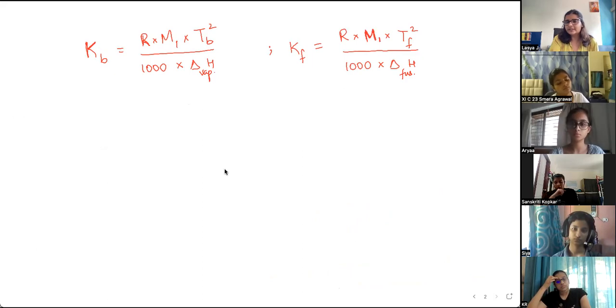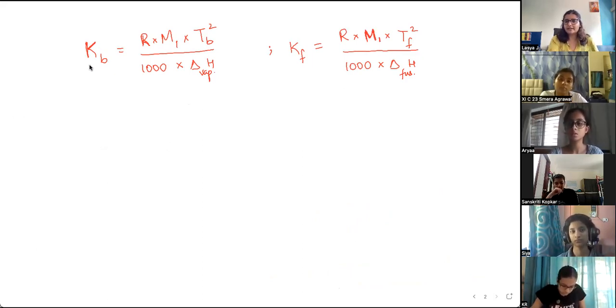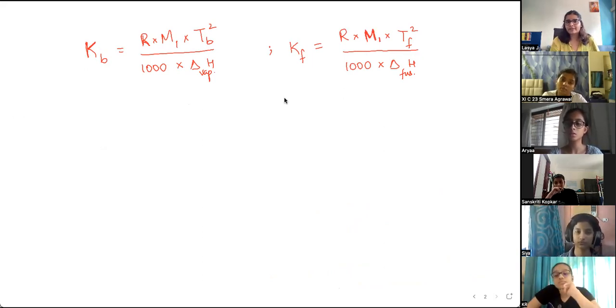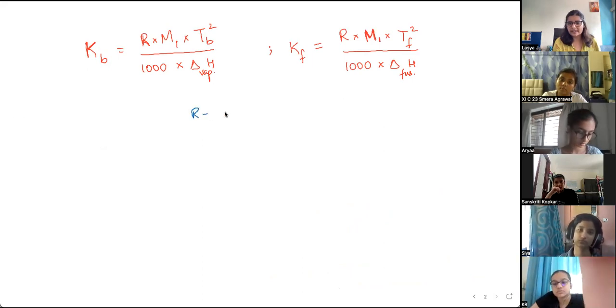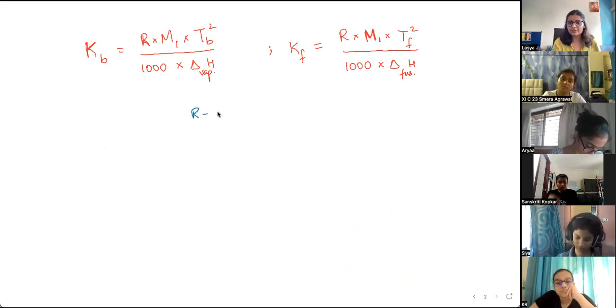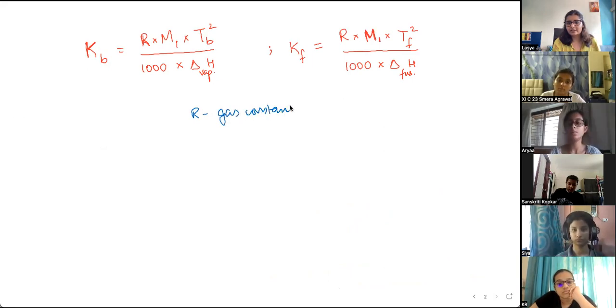Here, we are not dealing with elevation of boiling point or depression of freezing point. This is to find the KB or KF of a particular solvent. So here, R is the universal gas constant, the same R as in PV equal to nRT. M1 is the molar mass. Upon 1000 is the conversion factor, because you want it in kg.